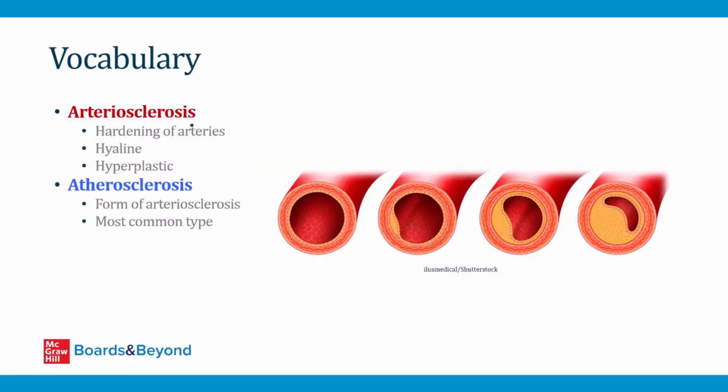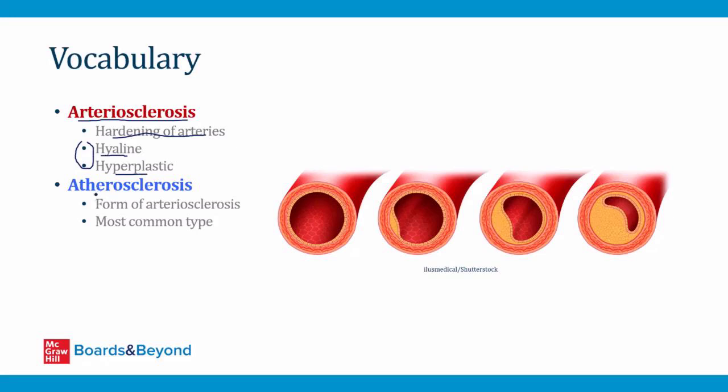Let's start by defining some vocabulary. The term arteriosclerosis refers to hardening of the arteries. If you dissected cadavers in the anatomy lab, you probably noticed that some of the cadavers, especially the ones from people who died at an older age, had very hard, stiff arteries. That's evidence of arteriosclerosis. And in the hypertension section, I talk about hyaline and hyperplastic arteriosclerosis, which are two subtypes that are associated with high blood pressure.